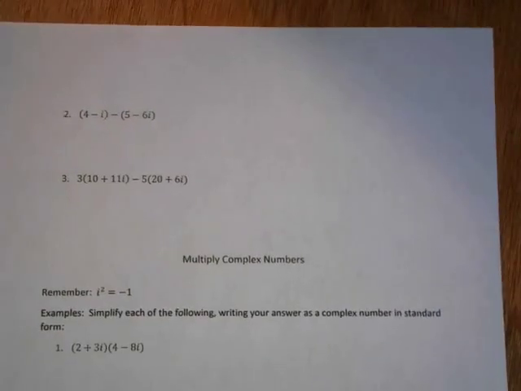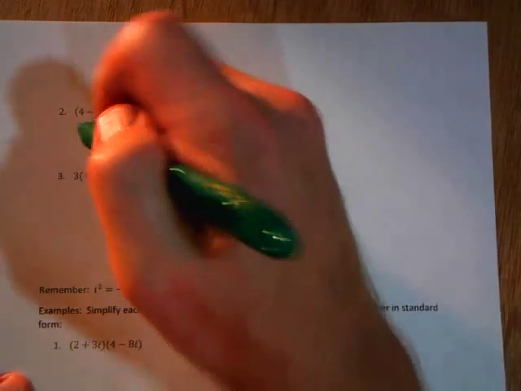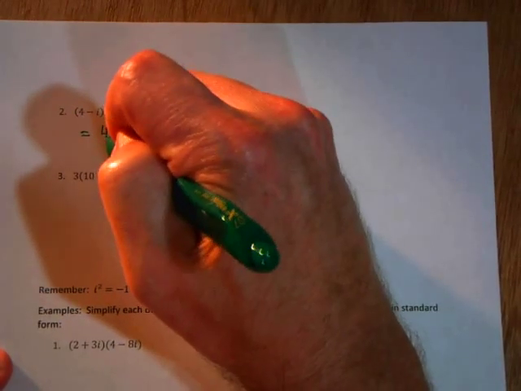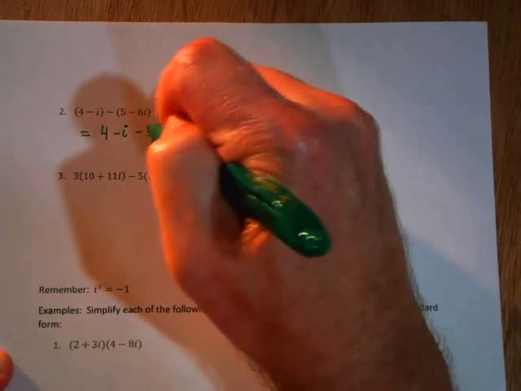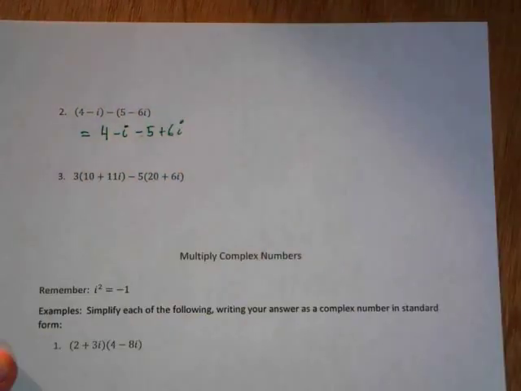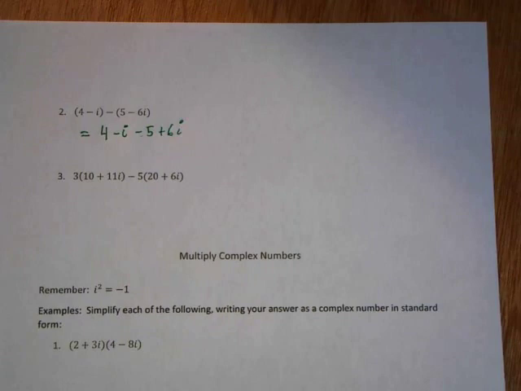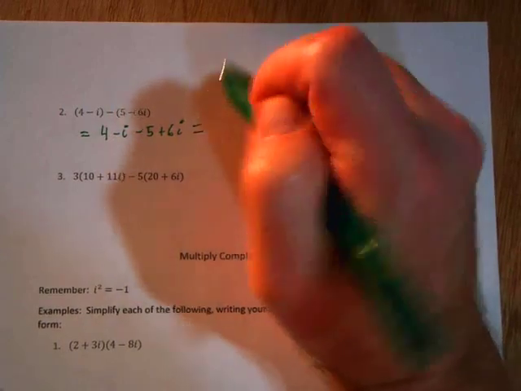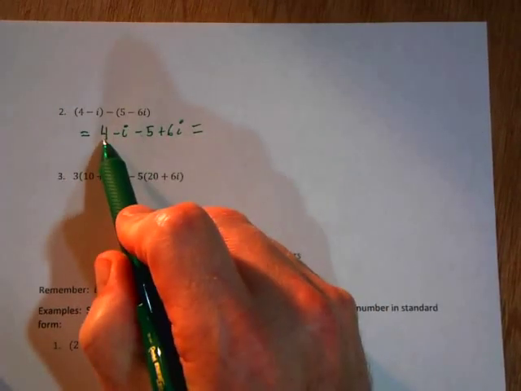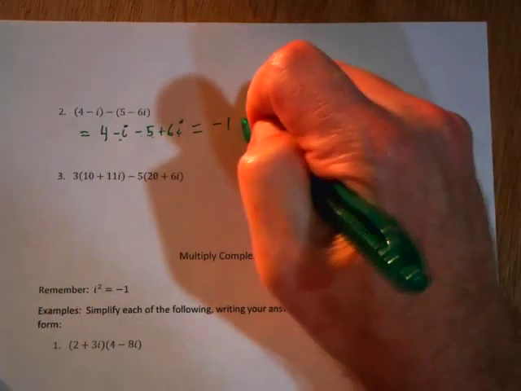Alright, subtracting really isn't any different. What I would strongly suggest you do here, though, is take 1 second like that to distribute that minus sign through. And this is just a simple thing. When people try to do this all in once without distributing that minus sign through, they almost always lose a negative sign somewhere and make a mistake. So I strongly recommend you take the time to do that. 4 minus 5 is negative 1. Negative i plus 6i is 5i.